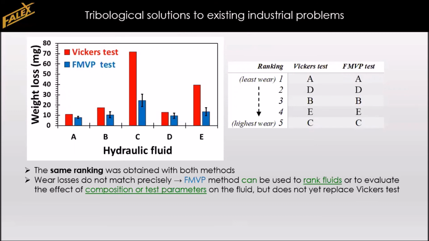The absolute values of the results don't match up precisely because, of course, we are doing a simulation. We have simplified the mechanism a little bit, and it would be too great to expect to have a perfect correlation. But we can rank the fluids very well, and we can therefore evaluate the effects of composition or test parameters on a fluid without having to go and run the complete component test.